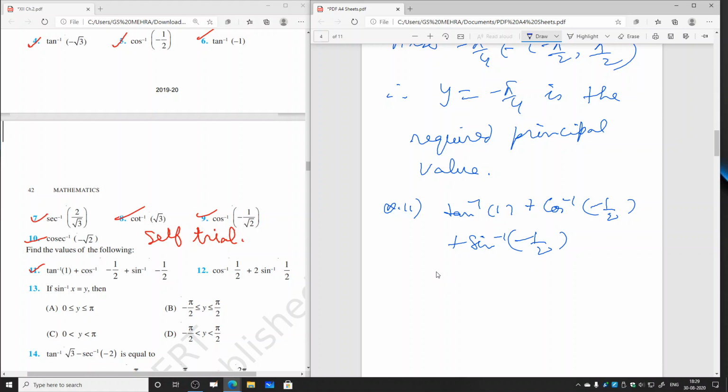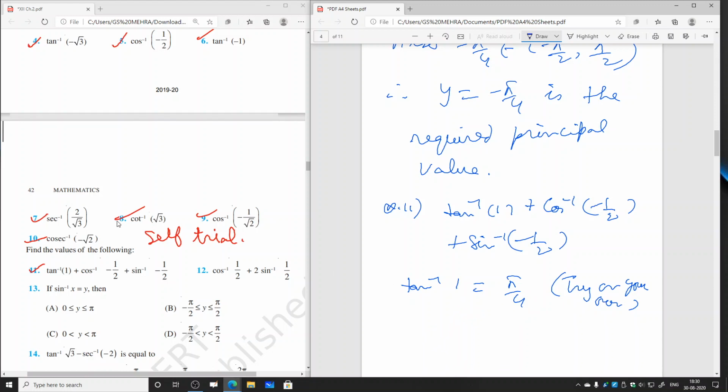So what we have to do is find them individually. First we'll find the value of tan inverse 1. So tan inverse 1 will be pi by 4. That you have to try on your own. Because we know that tan pi by 4 is 1, so tan inverse 1 will be pi by 4. But in the proper way, you have to solve it and show it.